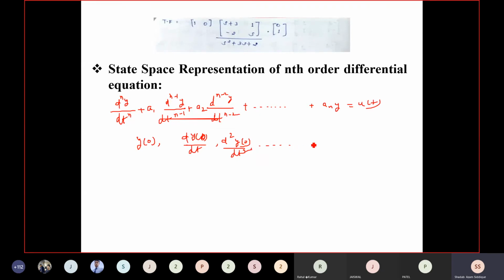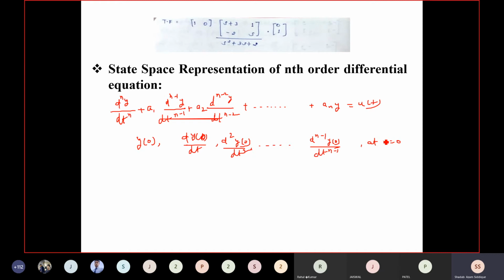Basically we are writing the derivatives at t equal to 0. So we can write d to the power n minus 1 y of 0 divided by dt to the power n minus 1, and this is at t equal to 0, which will be given in the problem.